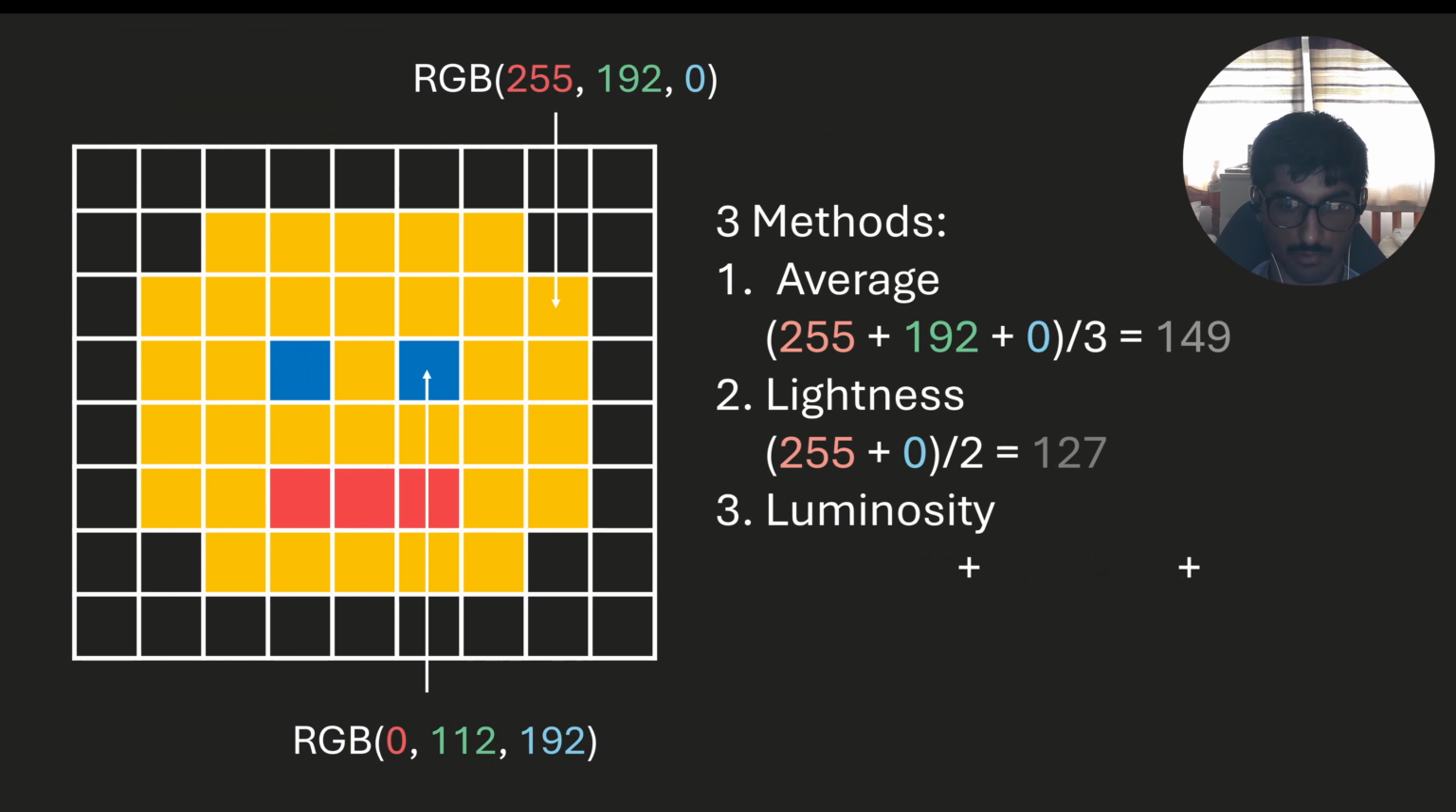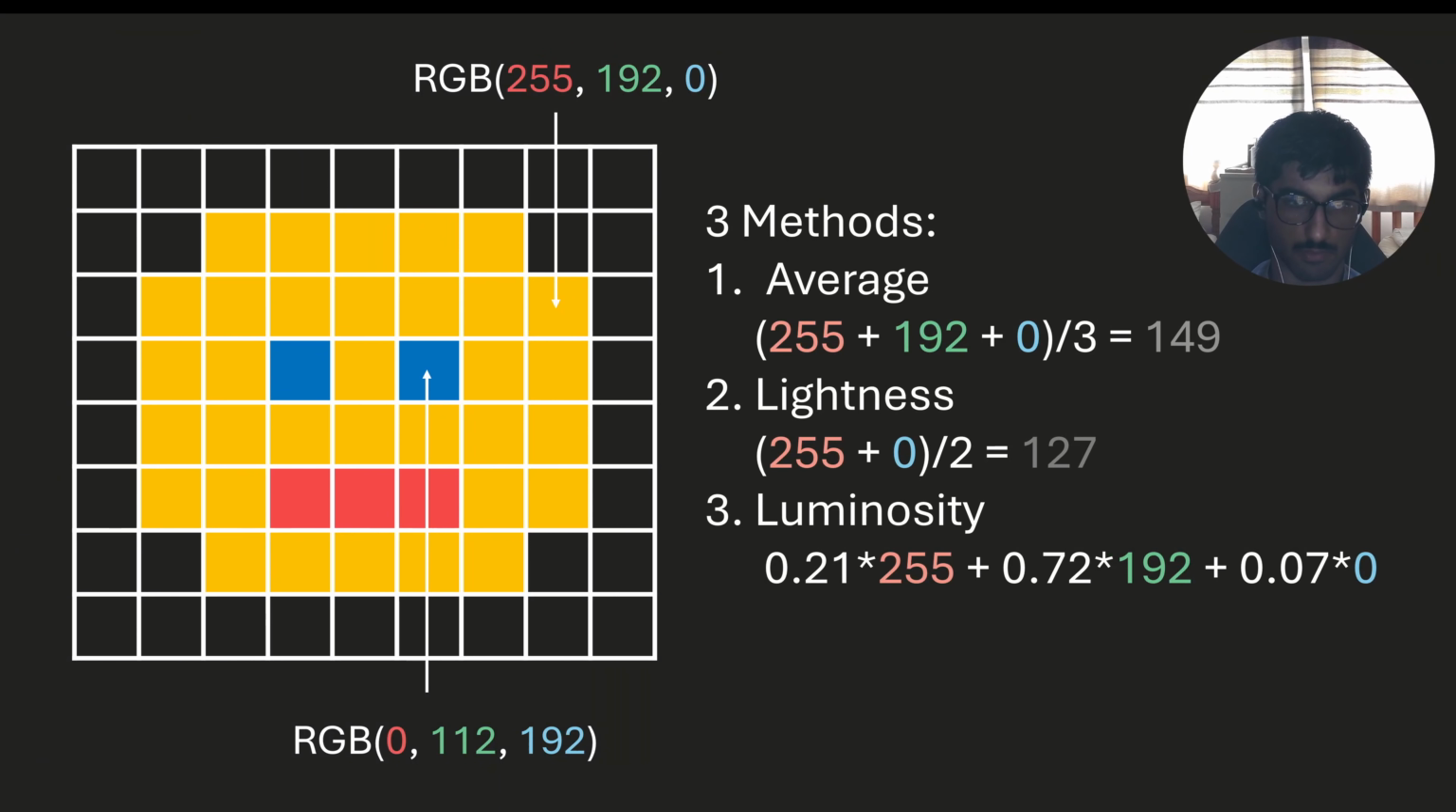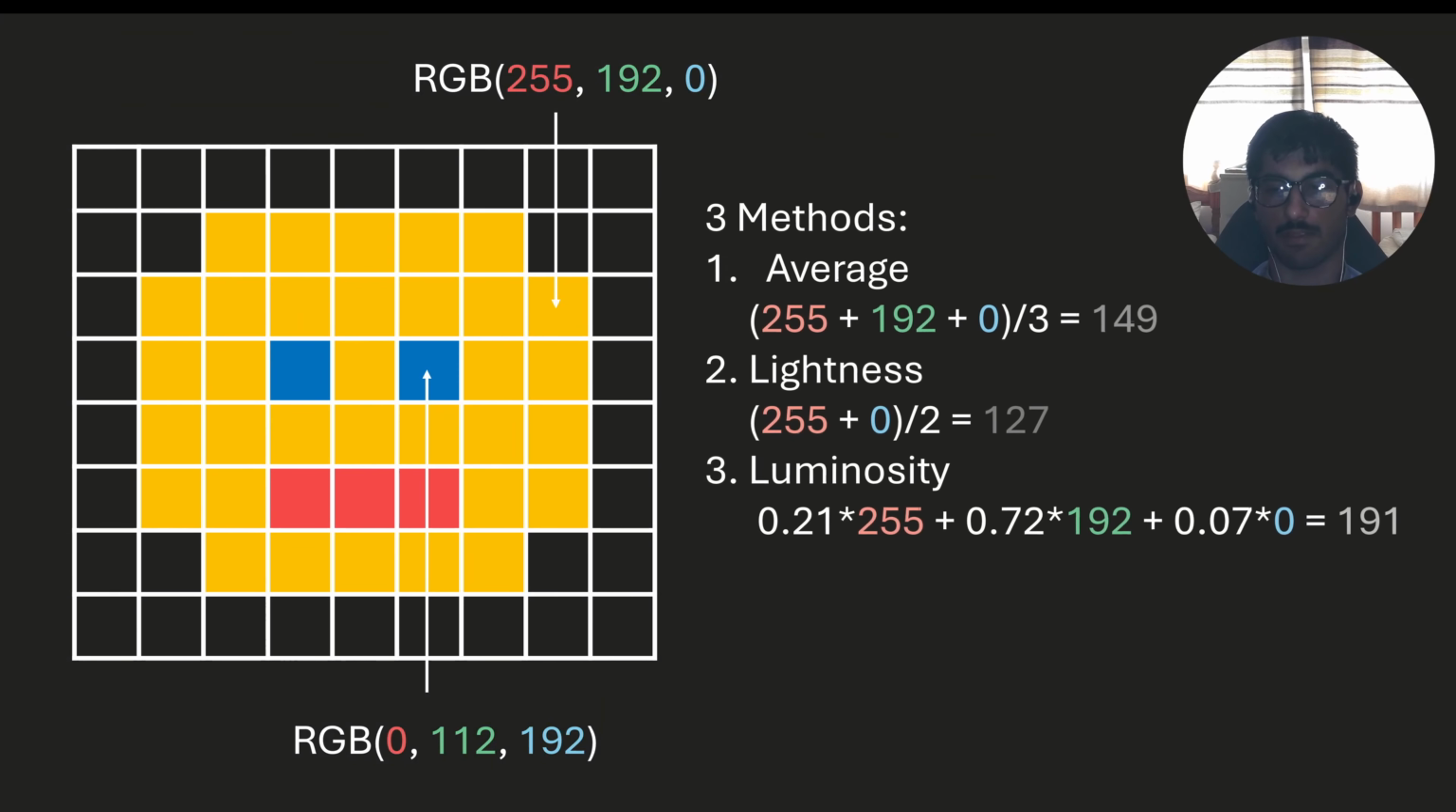So in this example, that's going to be 0.21 times 255 plus 0.72 times 192, and then 0.07 times 0, which is 0. And that's going to give us a value of 191.